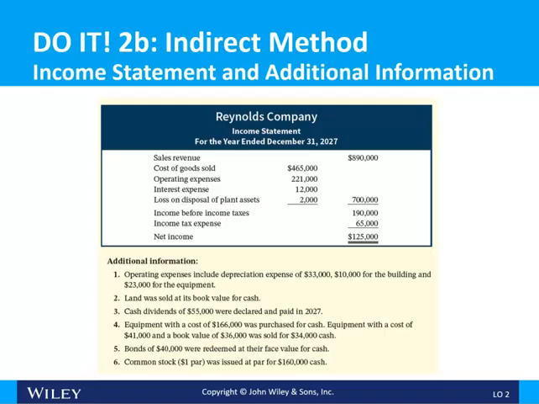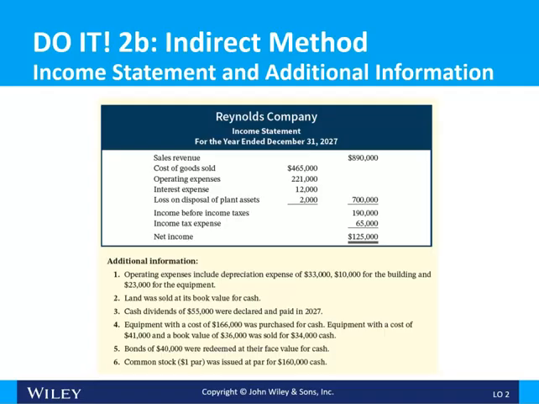Bonds of $40,000 redeemed for their face value of cash. So that's in the financing section, showing that cash outflow. And then common stock issued at par for $160,000 cash. That's a cash inflow in the financing section.